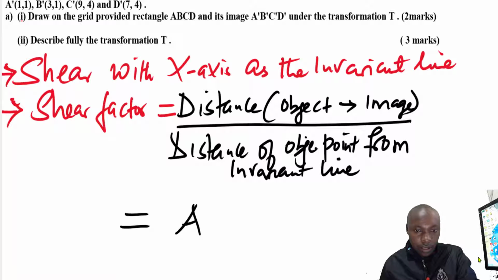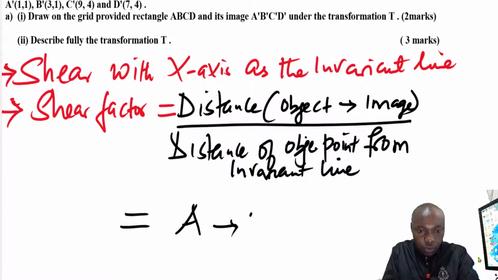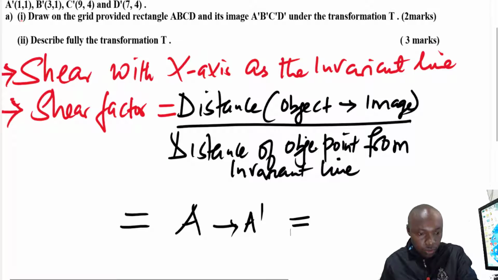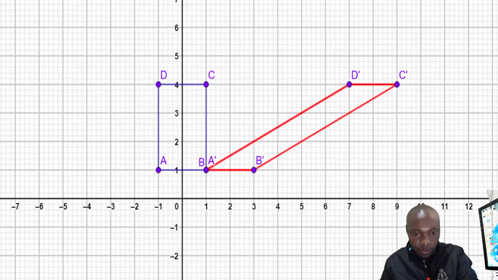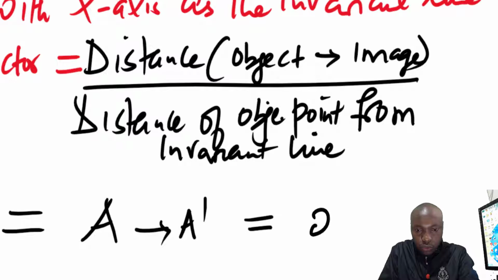So to calculate the distance from the object to the image point, we shall take an example from A to A prime. So we'll go to the diagram that we have. A is -1, 1. Then A prime is 1, 1. So you can see those are two squares. So those are 2 centimeters or 2 squares. Therefore, that will give 2.